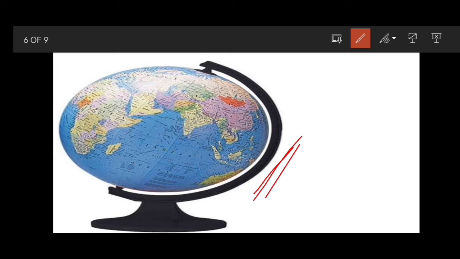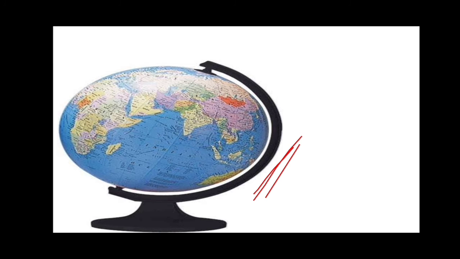Globes are big to carry. We cannot carry a globe from one place to another. Why? Because globes are big. That is why people use maps. While traveling from one place to another, people use maps instead of globes. Why? Because globes are big and heavy to carry. So people use maps while traveling.